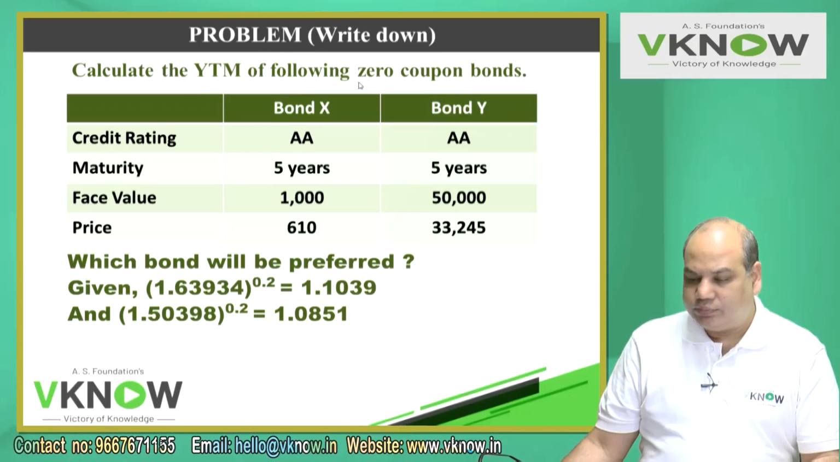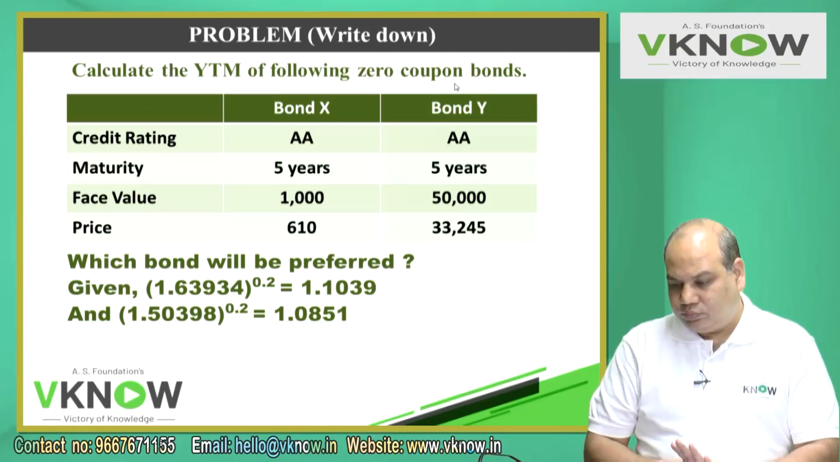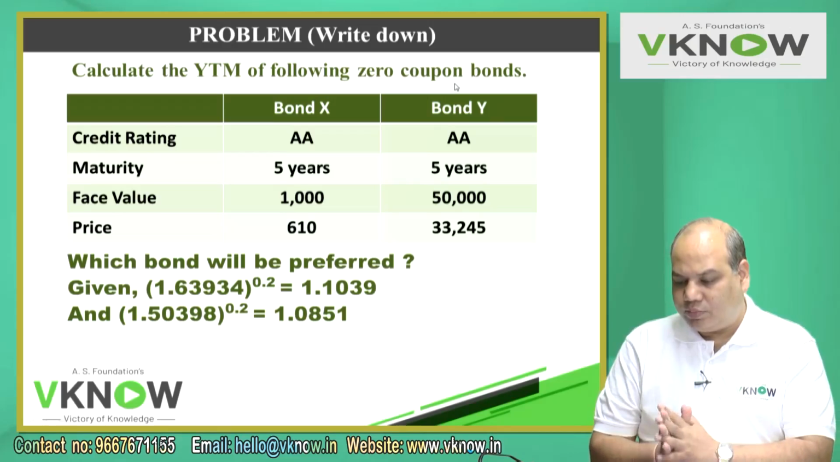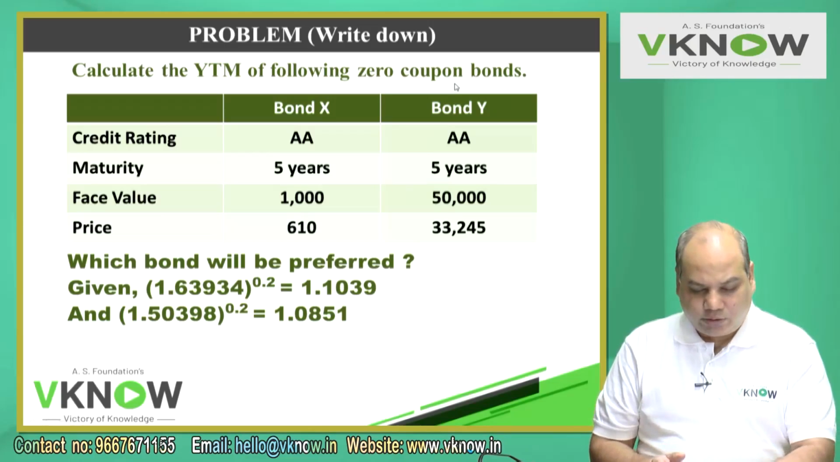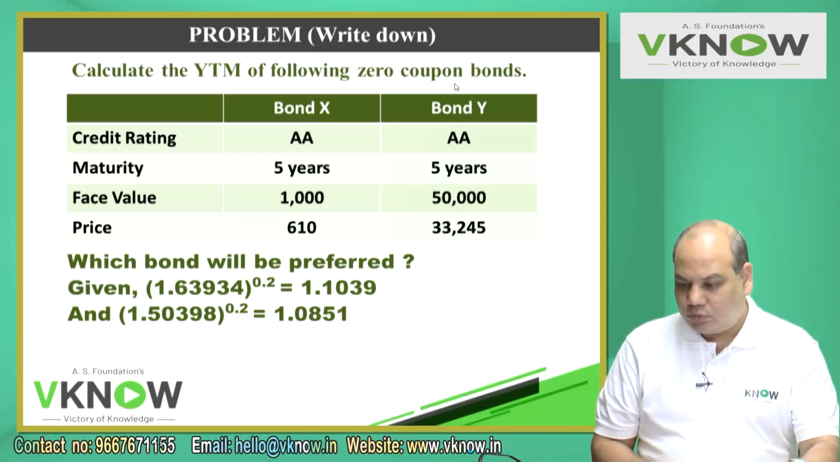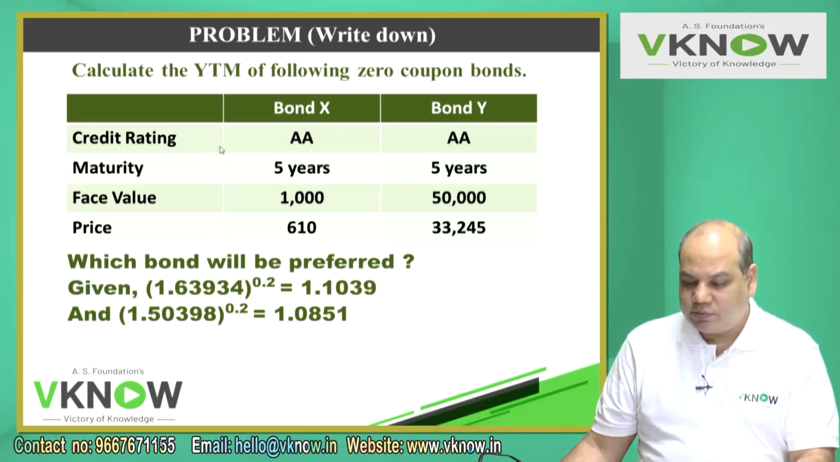Question: Calculate the YTM of the following zero coupon bonds. This is a question I am giving you, very important. Serial number, particulars, bond X, bond Y. Two bonds I will give you so that you will have double practice.